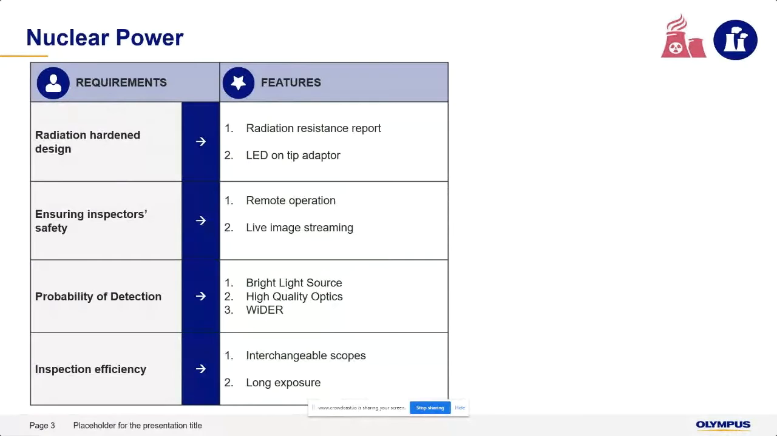Third is probability of detection. We have a bright light source, high quality optics, wider. This is one of the requirements that is not specific to nuclear power, so you'll see this more often. So I'll go into more detail on that in a moment.